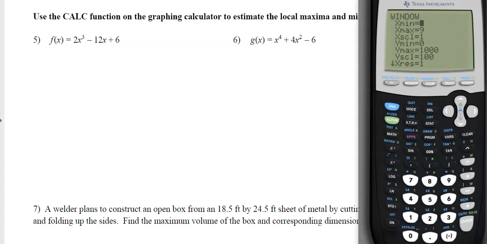And I'm going to go to my window and just see, whoa, yeah, my y max was something crazy. So I'm going to just go zoom standard, zoom 6, and graph this thing. Now it looks to me like I'm missing something. It looks like I'm missing something right up here, and it's off my screen. So I'm not going to zoom out. I'm just going to make my y max go a little bit bigger. So let's go to our window. Let's make our y max go a little bigger. Maybe go to 20.